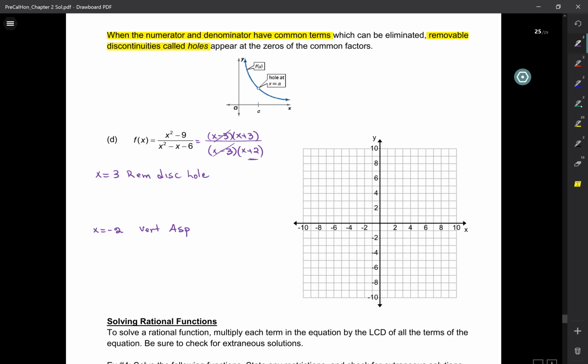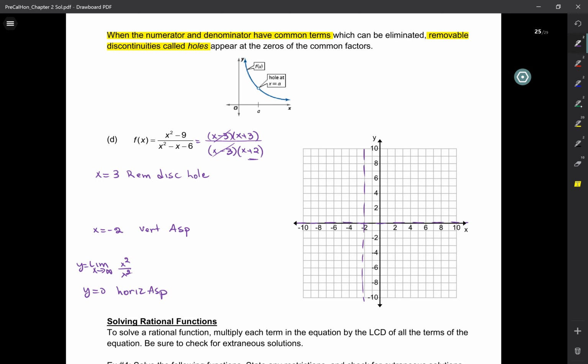Now, are there any horizontal asymptotes? Well, let's see. y equals the limit as x approaches infinity of x squared over x squared. Yes, at y equals 0, there is a horizontal asymptote. At x equals negative 2, a vertical one. At x equals 3, there is a removable discontinuity.